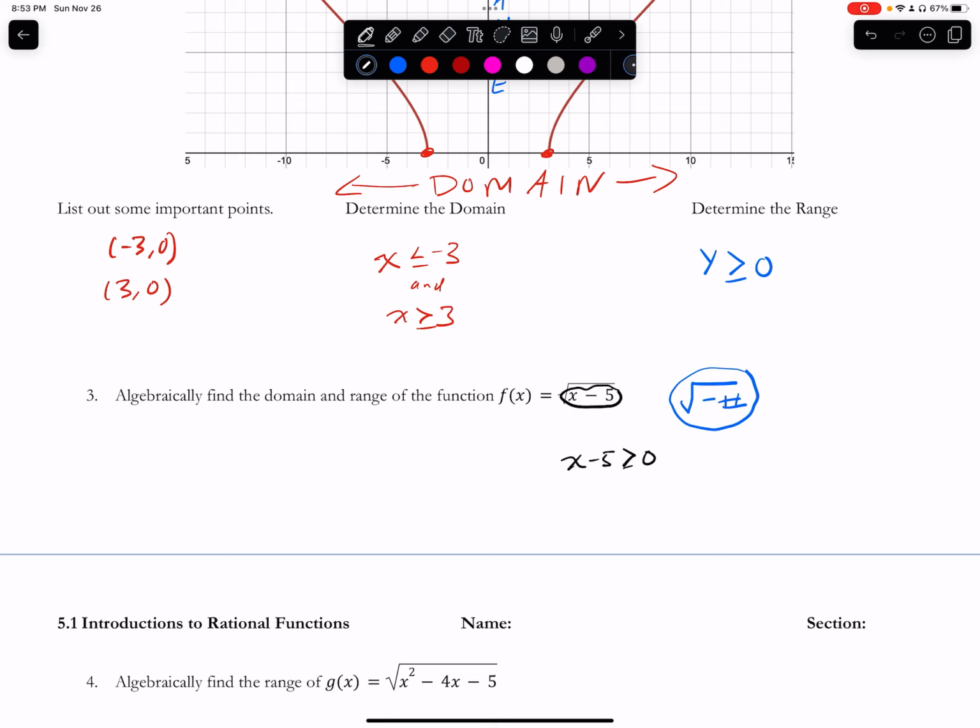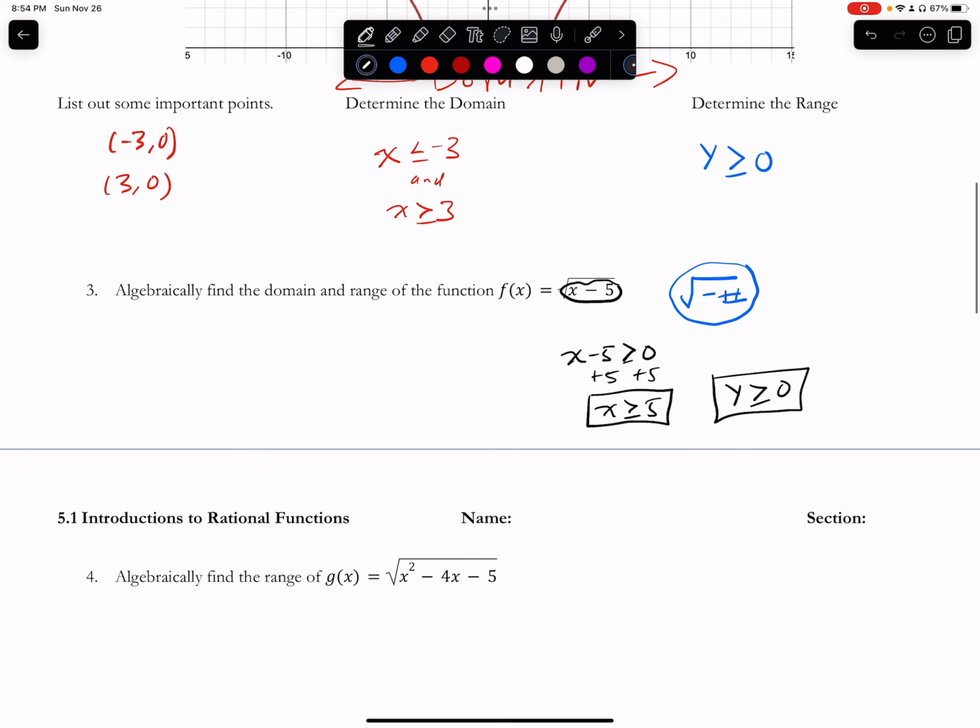So if I solve for x, add 5, add 5, I'm going to say x is greater than or equal to 5. So that's the domain of this function. And then the range of this function is going to be all values that are greater than 0, so y is greater than or equal to 0, because you can't possibly get a negative number out if we're taking the square root of a number.